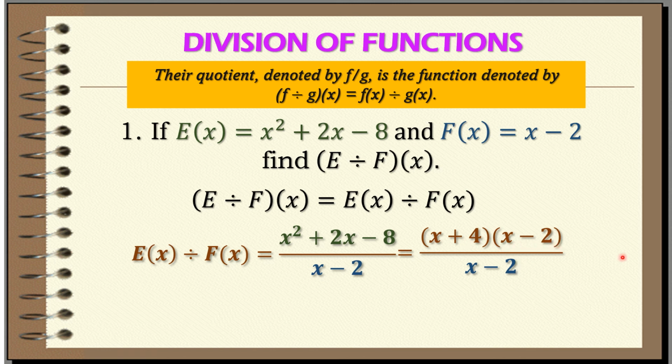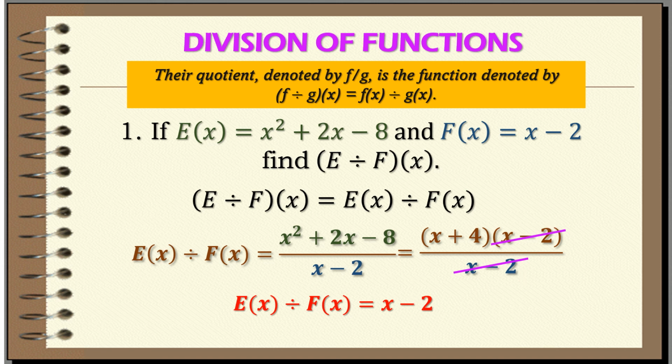Okay, and with this, we can cancel out x minus 2 on the denominator as well as on the numerator, since that is equal to 1. Okay, and therefore, e of x divides f of x is just equal to x plus 4. So in terms of division of functions, we're going to find out or to get the factors of the function if the function is factorable, and we have the cancellation.